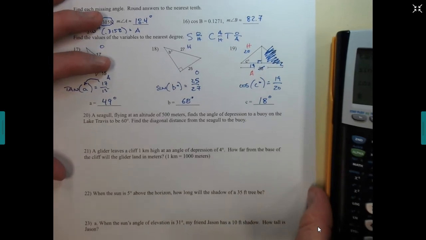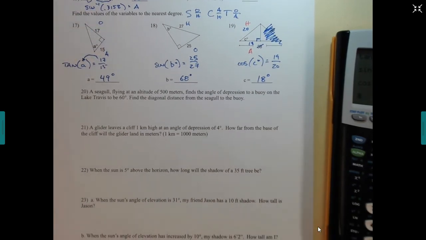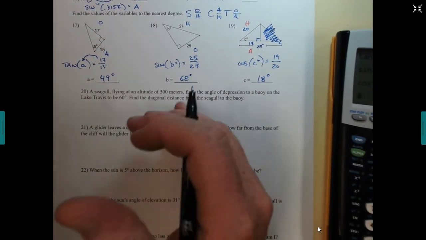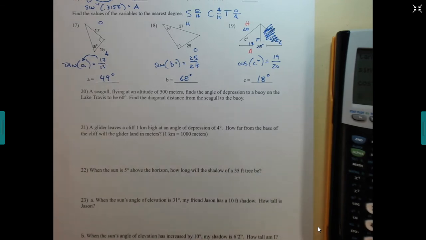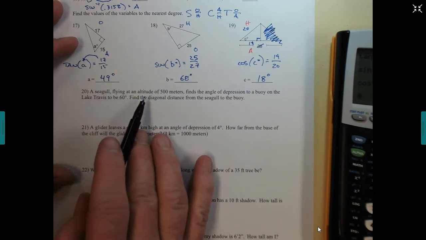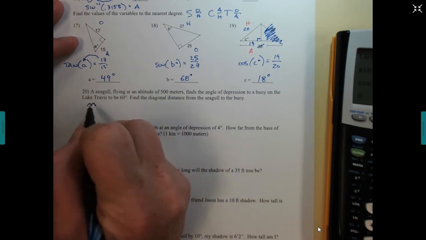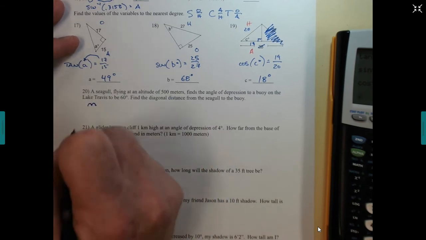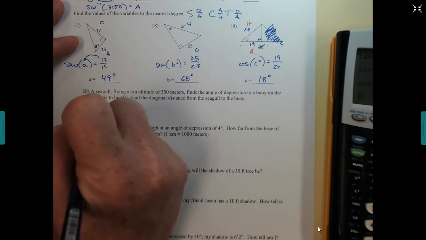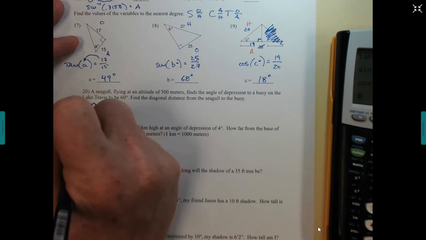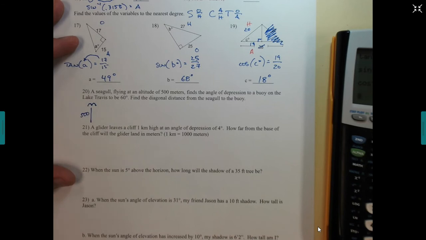Okay, here, these next ones, it's very important. This is the most difficult part here: we've got a bunch of trig problems here. They've got descriptions, but we have no picture. We need a picture, okay? A seagull flying at an altitude of 500 meters. Here's my beautiful seagull that's at an altitude. Altitude means height of 500 meters.